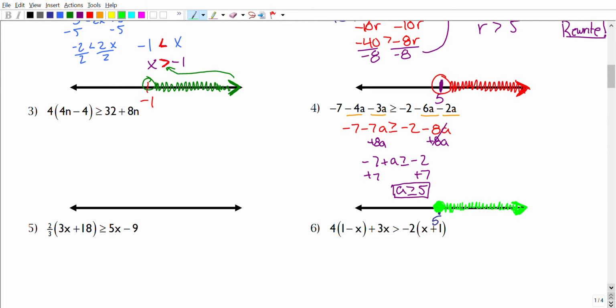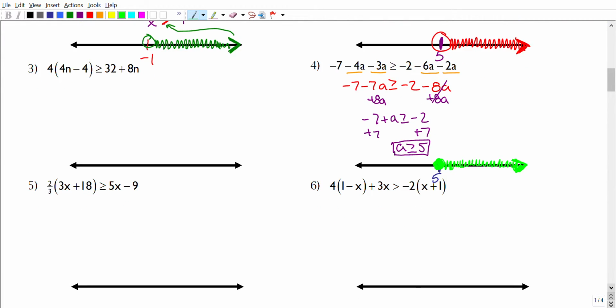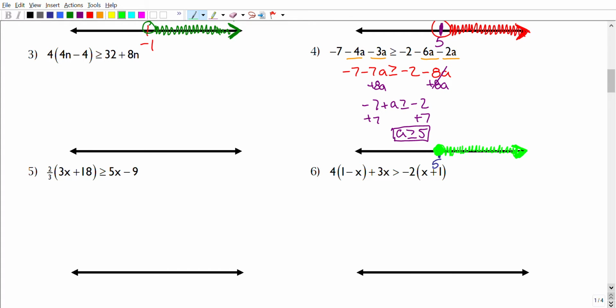Why don't you guys go ahead and try number 3 and 5 for me? So go ahead and pause the video and try 3 and 5, please. All right, let's go ahead and try 3 and 5. Hopefully you guys have your answers by now, and that way you can compare answers with me, see if you guys got the same answers.